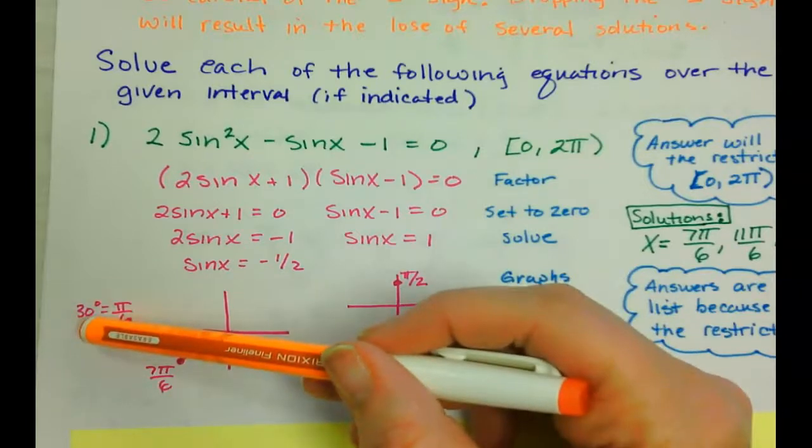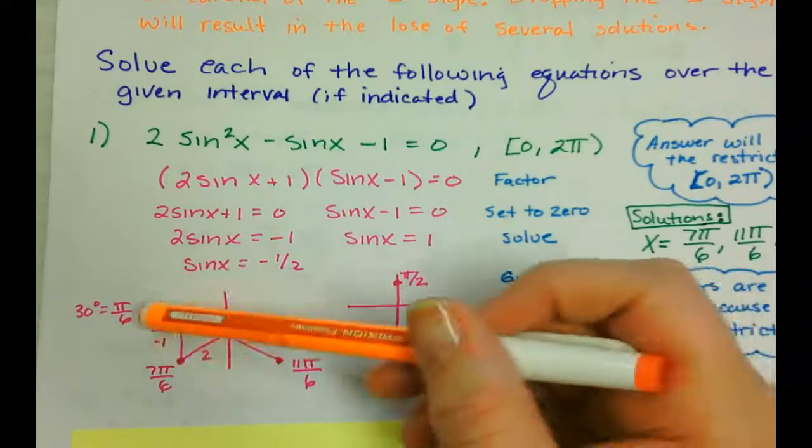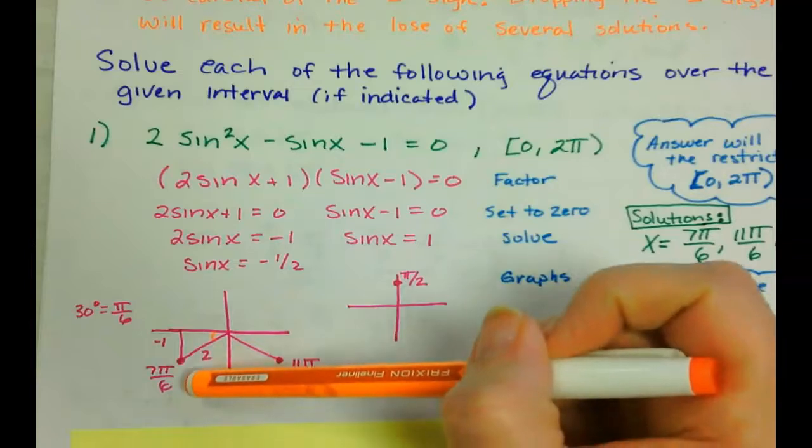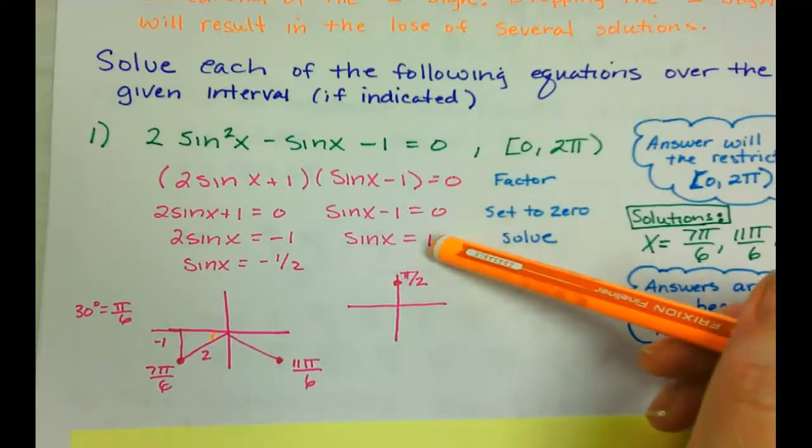And we know that if it's 30 degrees, then that's pi over 6 in terms of radians. So then I would come down here and say, okay, what's the pi over 6 angle in the third quadrant? That's 7 pi over 6. What's the pi over 6 angle in the fourth quadrant, which is 11 pi over 6? Then I move to my second factor.